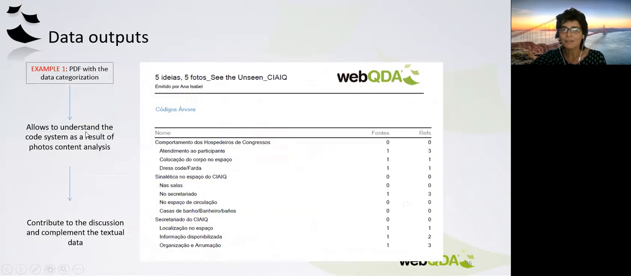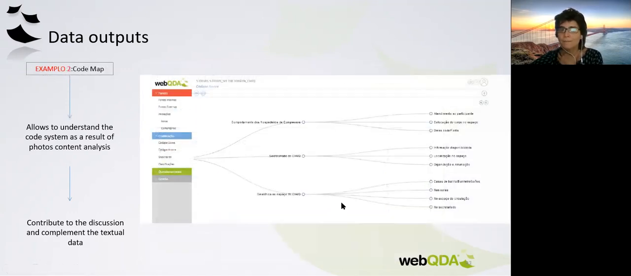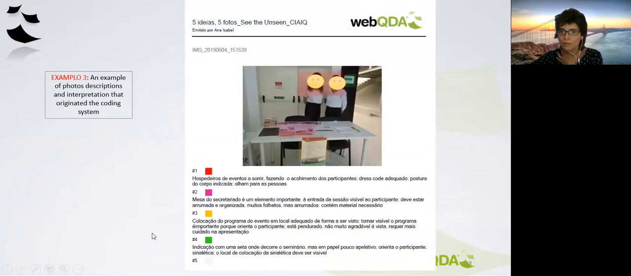Example one, the PDF. This is the categorization, the coding system that I use when I code my pictures. I could use this PDF in my project, to have a figure and also to validate the research. And this is the code map with my codes, the coding system. This code map allows us to understand the coding system, and we can also use this output in our project.